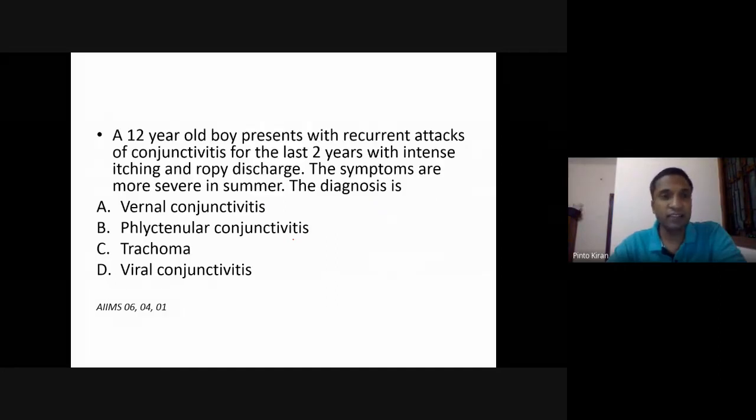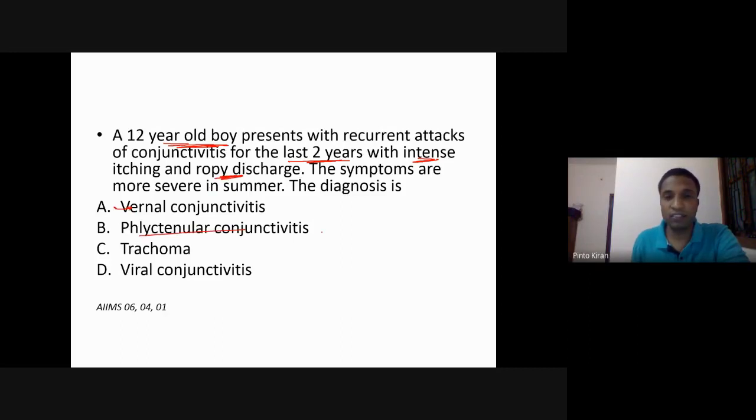A 12-year-old boy presents with recurrent attacks of conjunctivitis for the last 2 years with intense itching and a ropey discharge. The symptoms are more severe in summer. The diagnosis is vernal conjunctivitis, phlyctenular conjunctivitis, trachoma, or viral conjunctivitis? Again, it's very simple. The 12-year-old boy, lasting 2 years, intense itching, ropey discharge, all are in favor of vernal conjunctivitis.